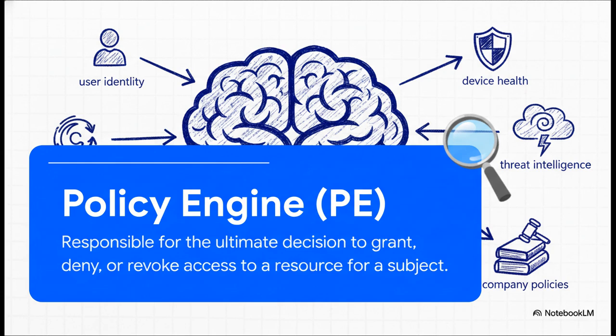So first up in our trio is the policy engine, or PE. This is the big brain, the head of strategy. Its whole job is to look at all the evidence, who you are, what device you're on, is it healthy, what are the company rules, and then make the final call: grant, deny, revoke. But, and this is important, the PE doesn't actually do anything. It just makes the decision. It's the judge, not the bailiff.